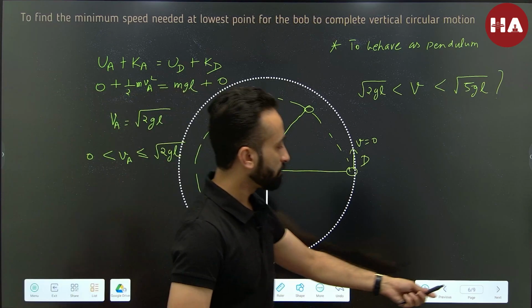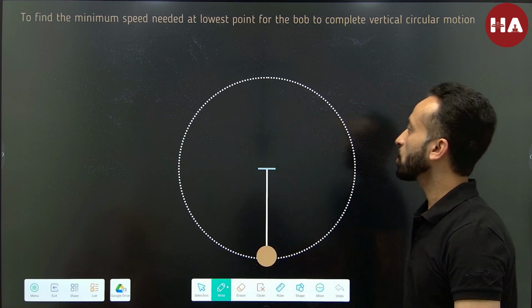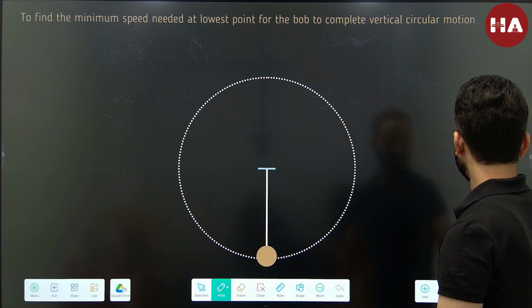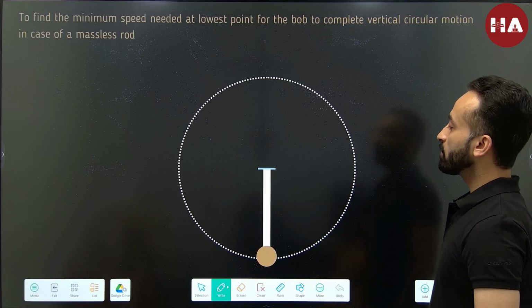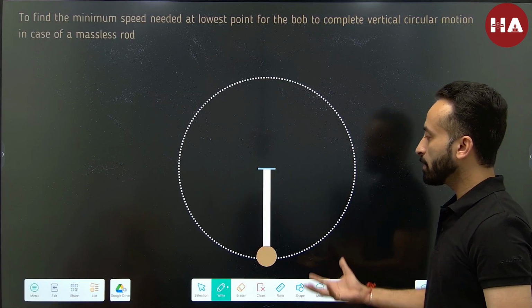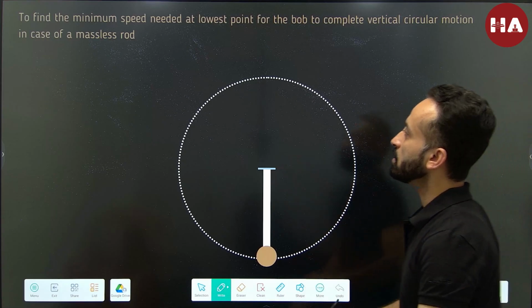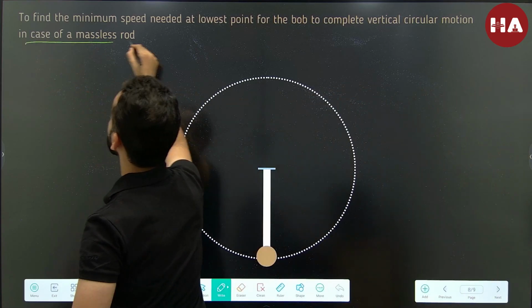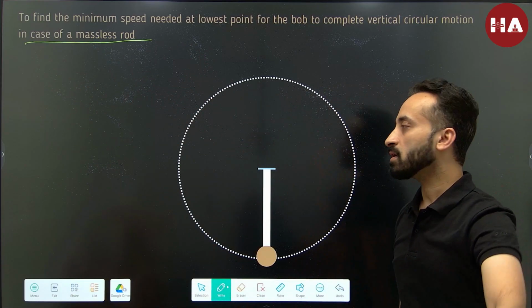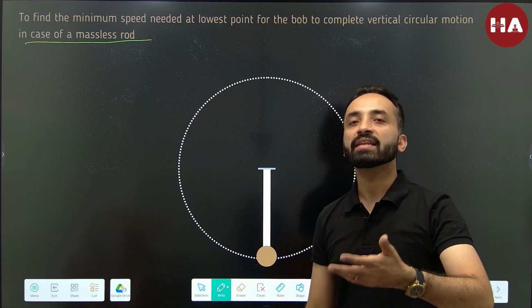Alright, so very quickly let's talk about a case where we have a pendulum again, but this time it is a rod. It is a massless rod. So with the rod, the convenience is that it can never slack.